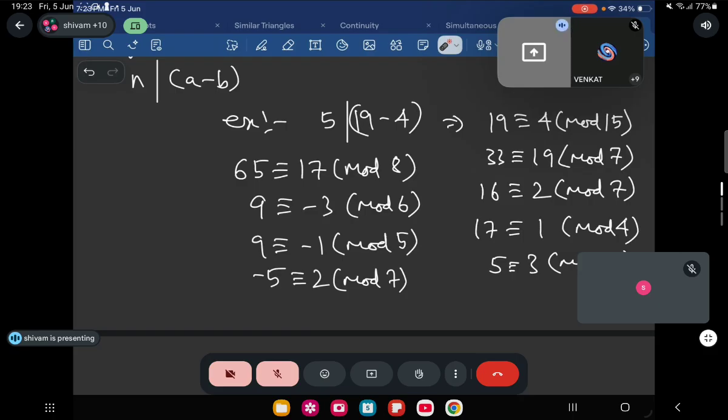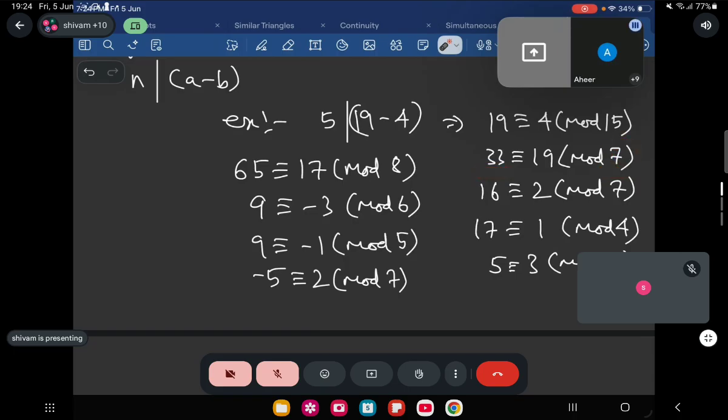I'm asking you something, you are telling something else. In class 2, you must have done division of 33 by 7. Remainder, I'm asking you the remainder. 33 by 7, what is the remainder? Sir, 2. Ahir, you are also giving the wrong answer.